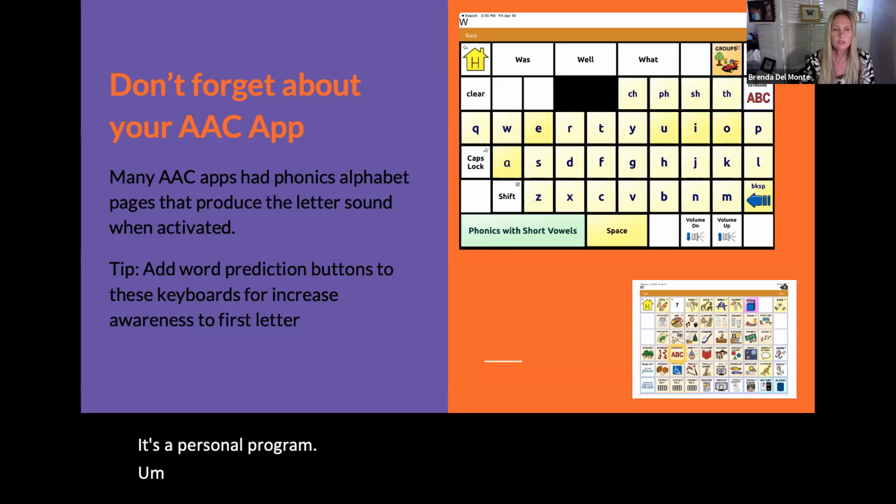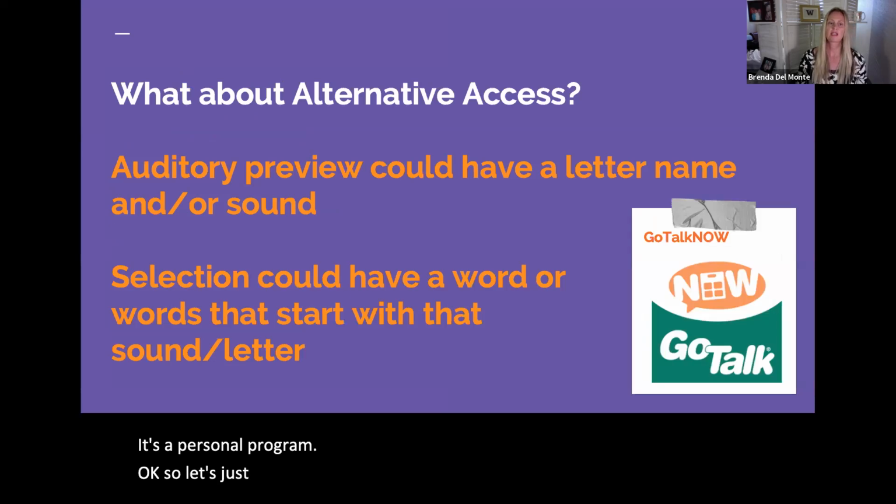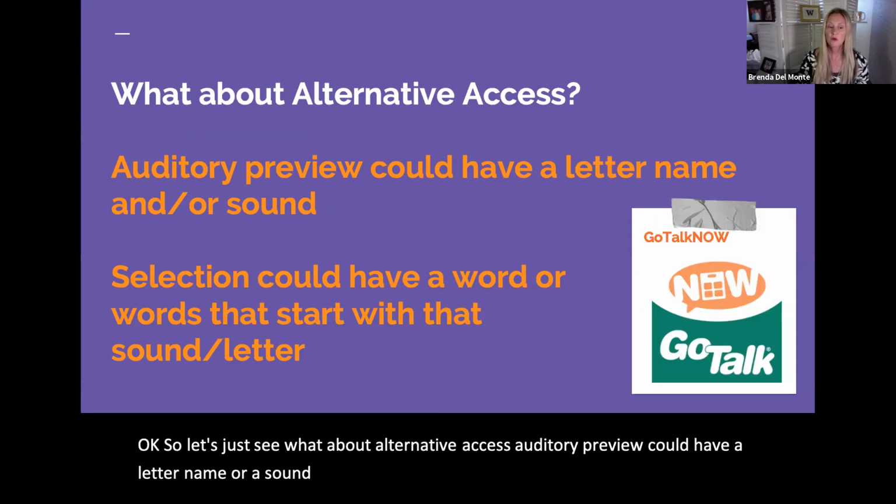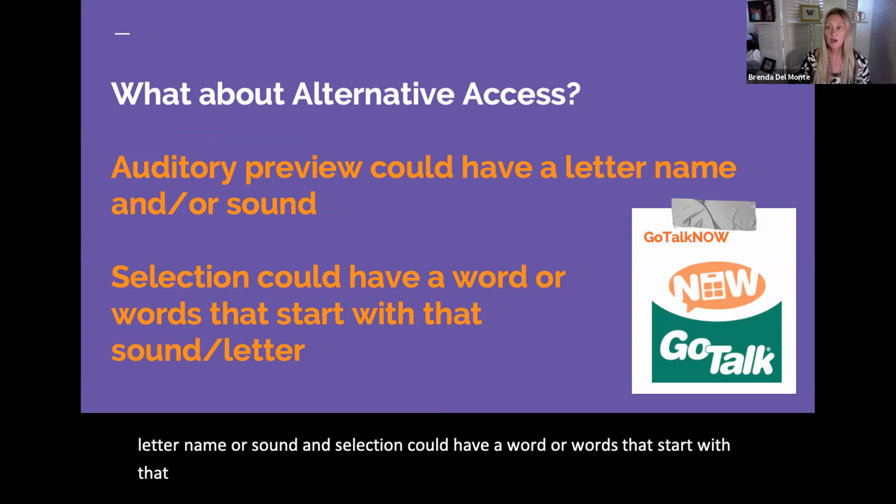Okay, so let's just see. What about alternative access? Auditory preview could have a letter name or a sound, and selection could have a word or words that start with that sound. And Go Talk Now really does allow for that.